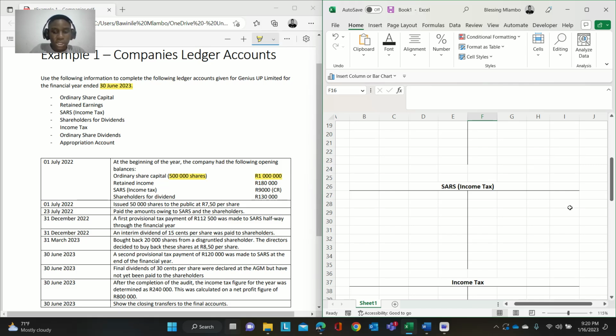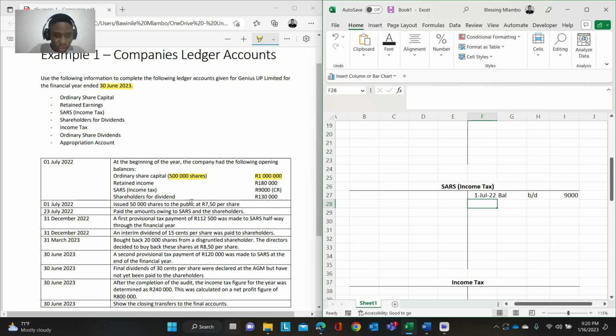So it's a liability account. It increases on the credit side. So if you have the balance on the credit side, it means that you owe SARS money. But if you have a debit balance, it means that SARS owes you money, right? If you have a debit balance, SARS owes you money. So in this case, we have a credit balance of 9,000, meaning that we owe SARS 9,000. We still have to pay SARS 9,000. So this is the balance brought down on the 1st of July 2022.